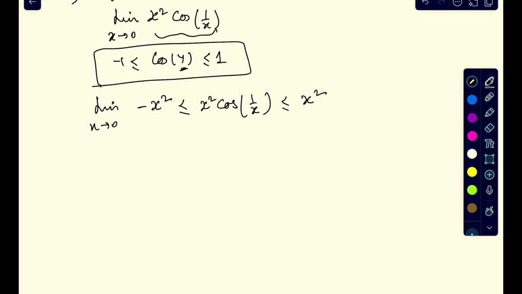Now when x approaches 0, negative x square is 0. When x approaches 0, positive x square is also 0. So by the squeeze theorem, the limit is 0.